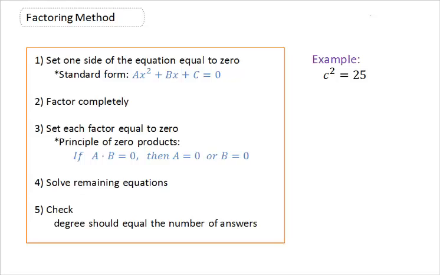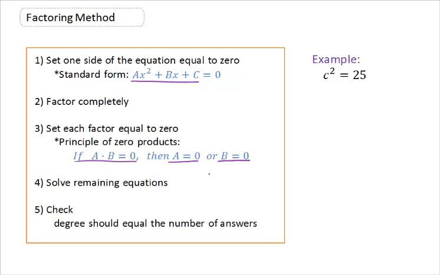In the factoring method, we have to set the equation equal to 0. So that means we put it in standard form, which looks like this here: ax squared plus bx plus c is equal to 0. Then you factor completely. Then you use the zero product principle, which says the only way that product comes out to be equal to 0 is if either your first factor is equal to 0 or your second factor is equal to 0.